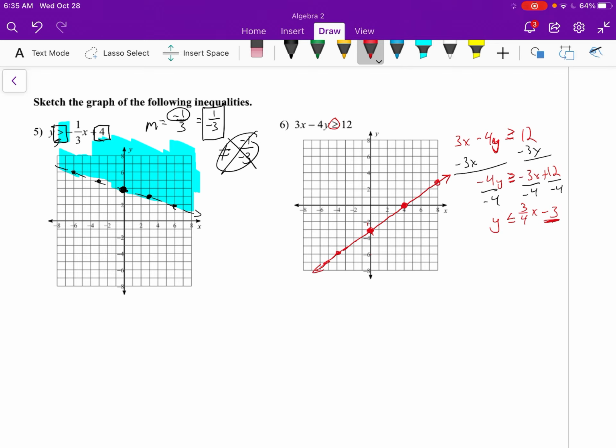And that should give us a pretty accurate spot for our line. We use a solid line because it had the or equal to, and it's a less than, so we shade below. So shade below. And so the points that make this inequality true are the points on the line and all the points in the shaded section. So there is a review for your 2.5 to 2.6 quiz.